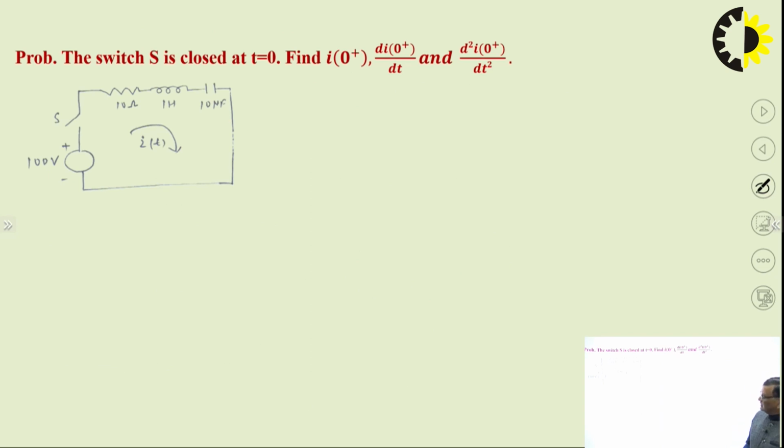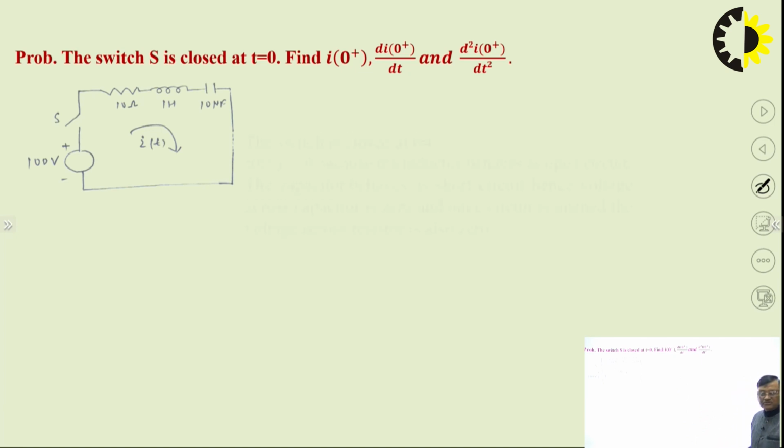Come to another one: the switch is closed at t is equal to 0 plus, find I(0 plus), di(0 plus)/dt and d2i(0 plus)/dt square, because it is an RLC circuit. An RLC circuit is a second order system, whereas RL and RC are first order systems. So the switch is closed, so how will we get it? We just write the equations for any time t.